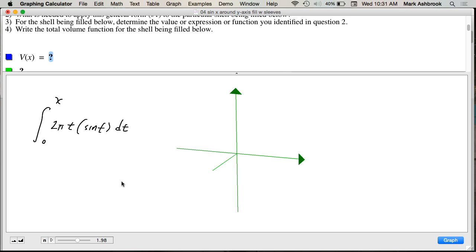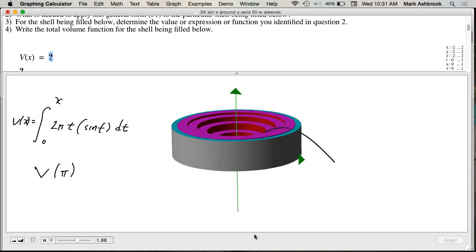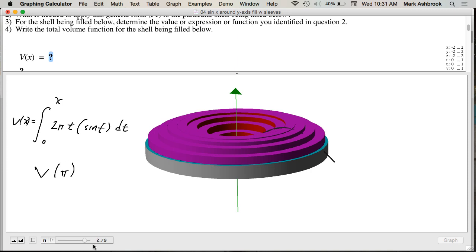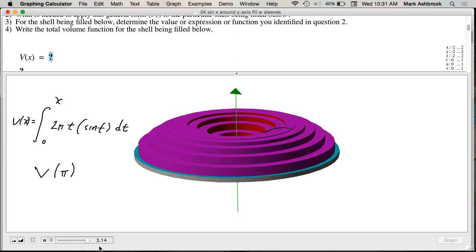If I want to get the whole volume of the whole bundt cake, how would I represent that? So this is V of x. The volume of the whole bundt cake would be represented as V of pi again. Question to think about. Is V of pi over 2 half of the volume? Think about it. Think about it.